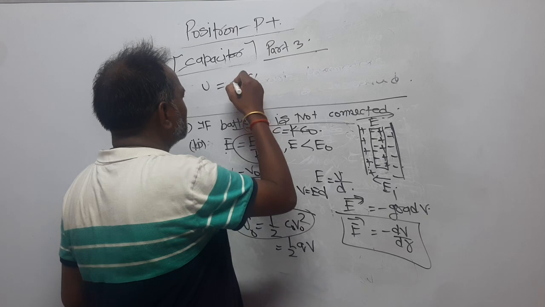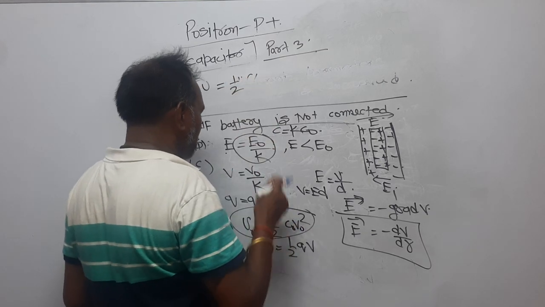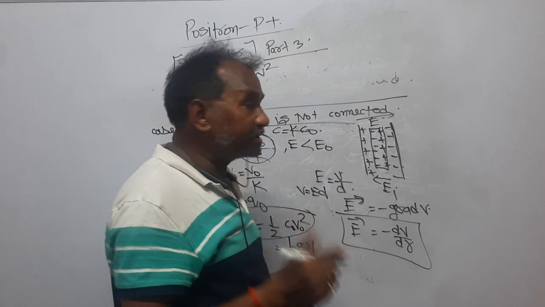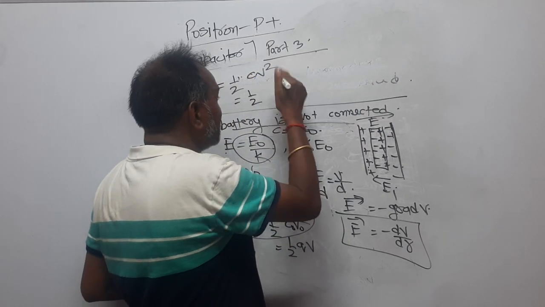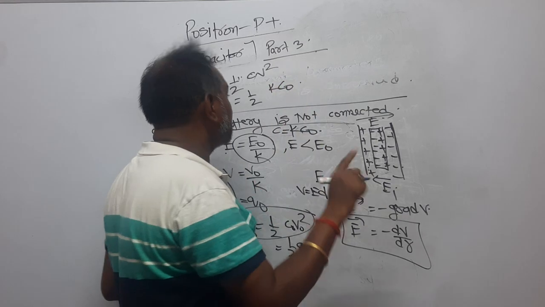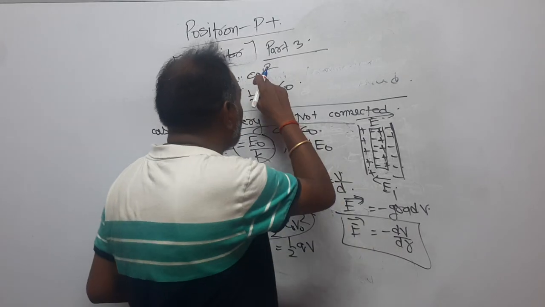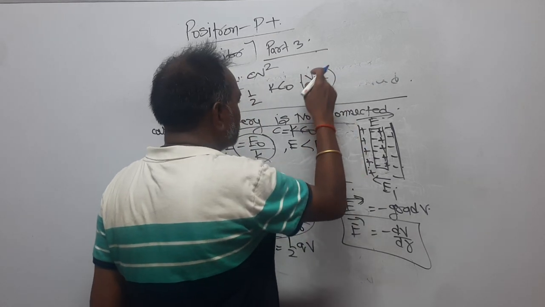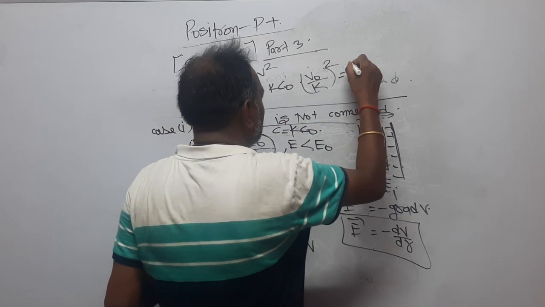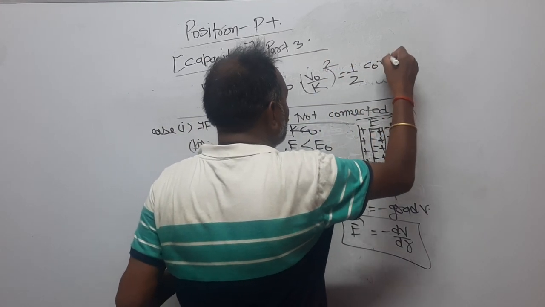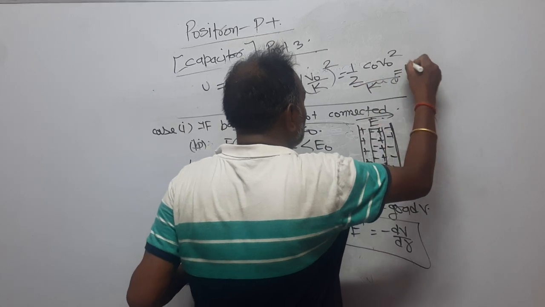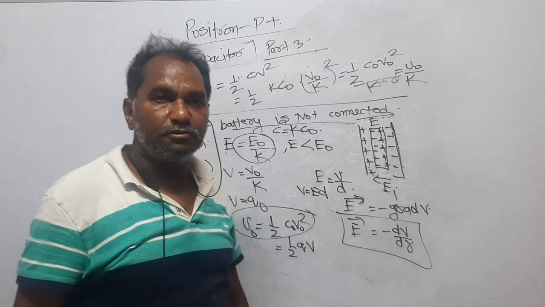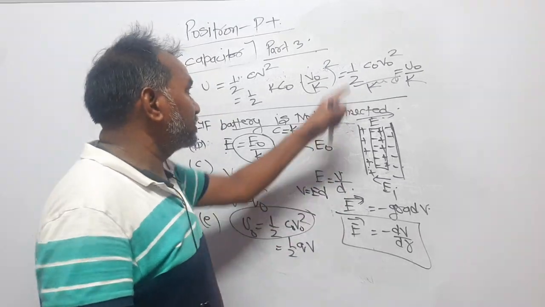You might write it like this, 1 by 2. U becomes half CV square in the presence of dielectric. Now look here, half C is K C naught, right? Capacitance has increased in the presence of dielectric, but V has reduced to V naught by K, so it is V naught square over K square, and so it will become half C naught V naught square over K, that is U naught by K. So you can say that potential energy will also be reduced by K, right? It will become 1 by K.